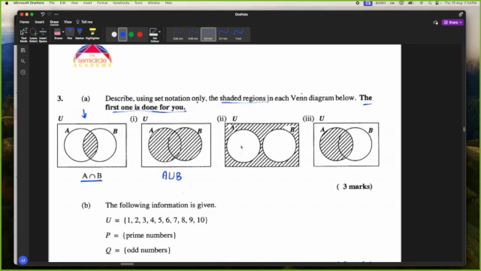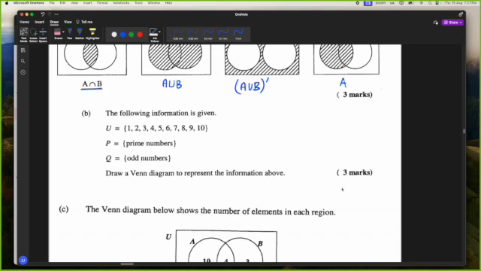This one has everything in A and everything in B, but everything outside of A union B. So imagine if I take A union B, which is everything in A and everything in B, but then I put brackets and take the complement, everything outside of that. This is what we will get here. And then this here is just simply the set A.